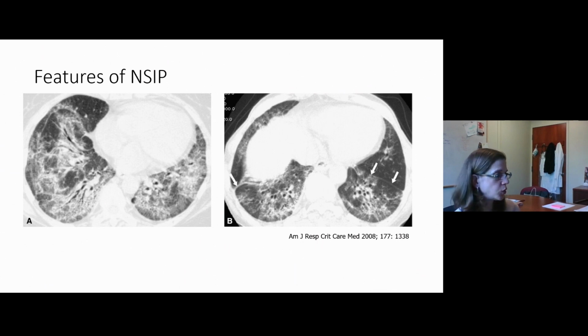NSIP, on the other hand, would look quite different in general. Here you can see a more diffuse pattern of disease, more homogeneous, with a lot of ground glass. There is certainly some bronchiectasis, but in general, this pattern is quite different from what I showed you with IPF.